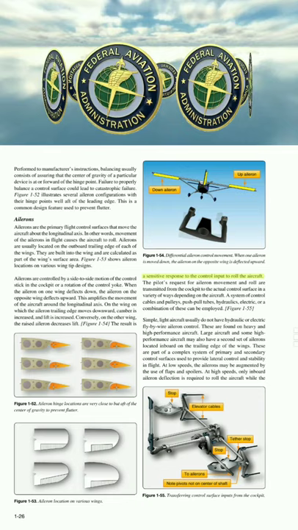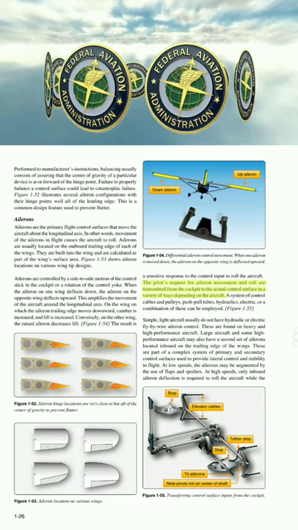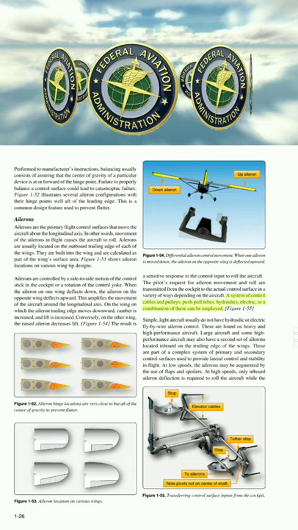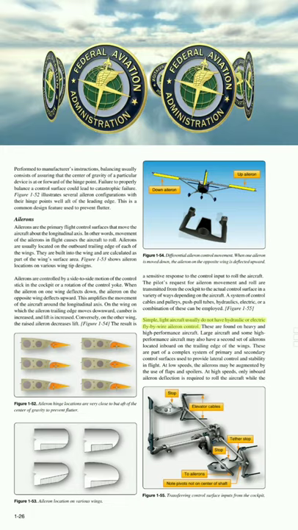The pilot's request for aileron movement and roll are transmitted from the cockpit to the actual control surface in a variety of ways depending on the aircraft. A system of control cables and pulleys, push-pull tubes, hydraulics, electric, or a combination of these can be employed. Figure 155. Simple, light aircraft usually do not have hydraulic or electric fly-by-wire aileron control. These are found on heavy and high-performance aircraft.